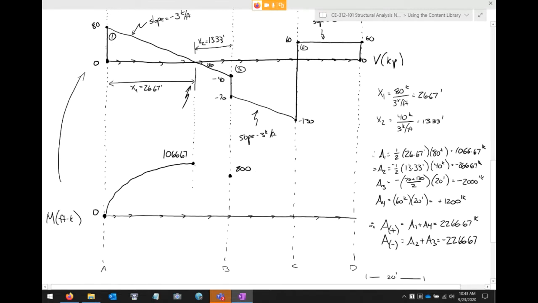Let's try this again. That's option 1. Oh, my pen doesn't like me right now. I don't know why. This is option 2. Is it 1 or 2?